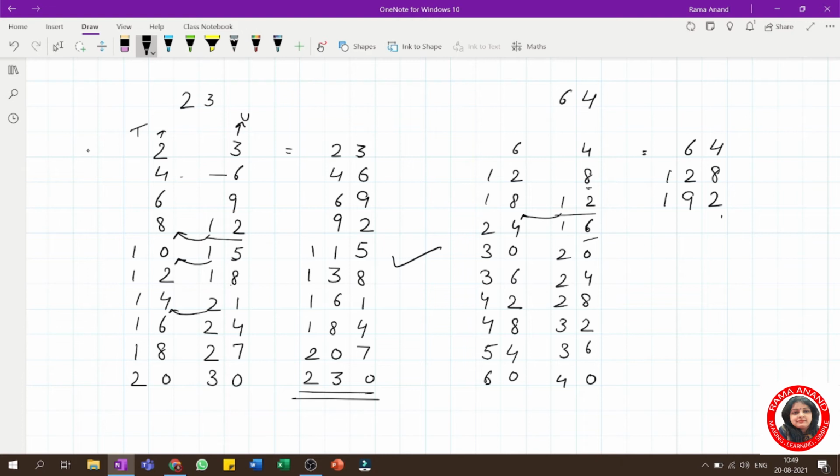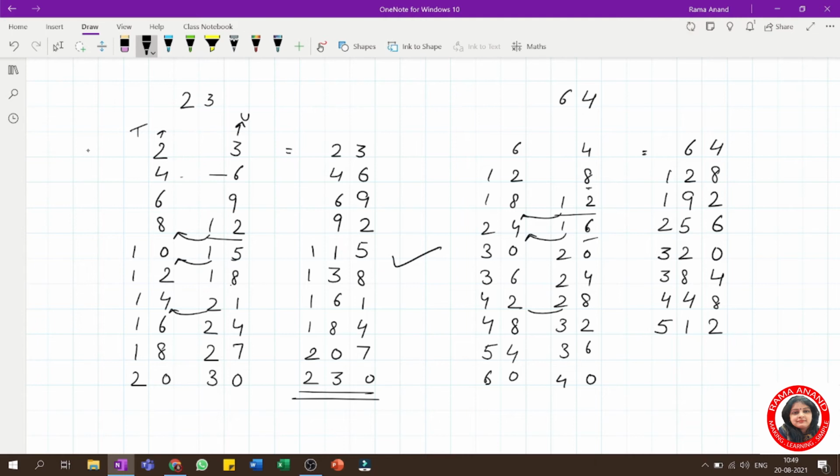Out of 16, keep 6 over here, move 1 forward. So it is 25, 0 and 30 plus 2 is 32. Keep 4 here as it is, move this 2 forward. 36 plus 2, 38. 8, move 2 forward, 44. Keep 2 over here, move 3 to the next, 48.